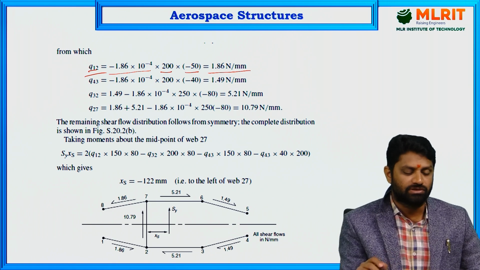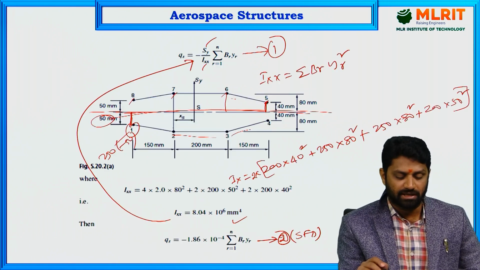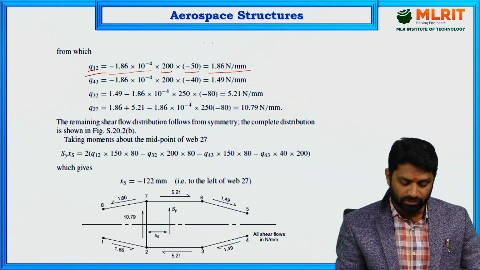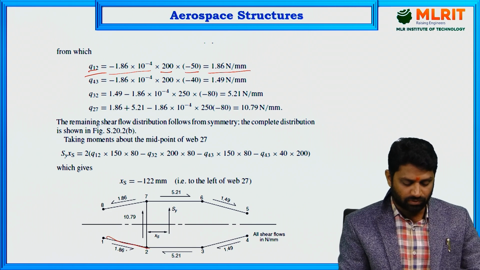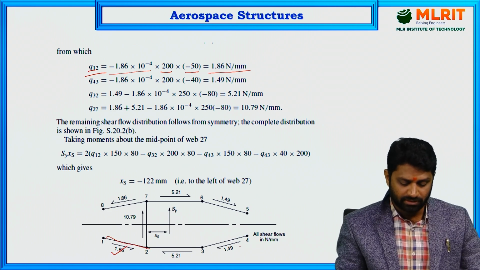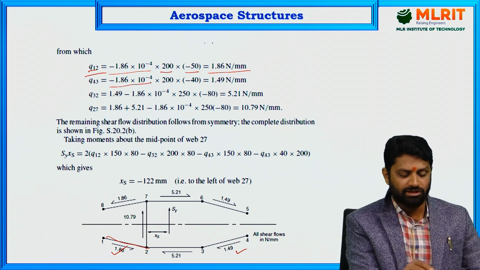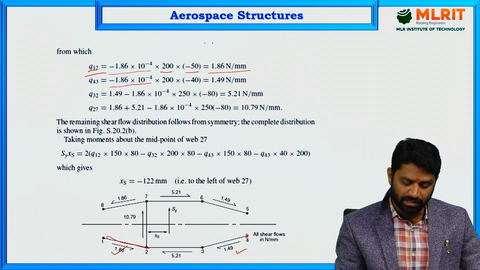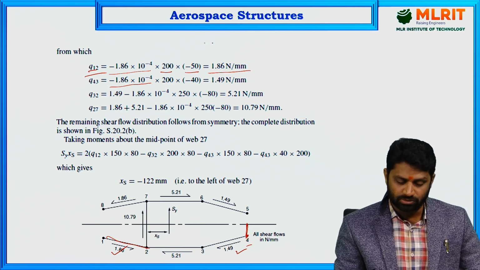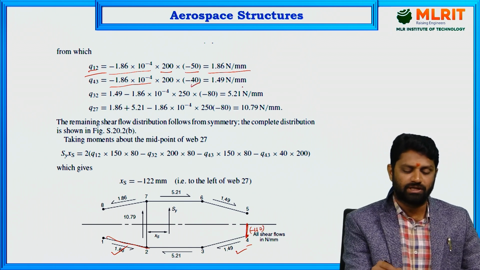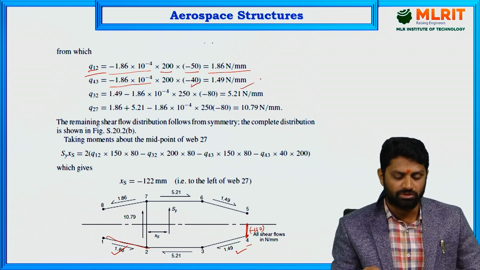Next, once 1, 2 is done, you can calculate the other one, that is 4, 3. So 1, 2 is over. Okay, and next try to calculate for 4, 3. So first minus 1.86 into 10 to the power minus 4, you have to write the boom area of 4 and its respective y distance. So boom area of 4 is again 200 mm and its respective y distance below the centroidal axis is minus 40. So you can substitute that, you are going to get 1.49 Newton per mm.